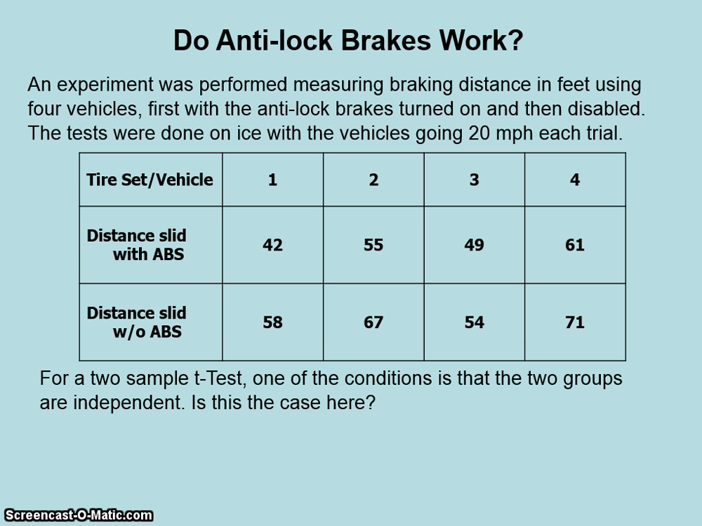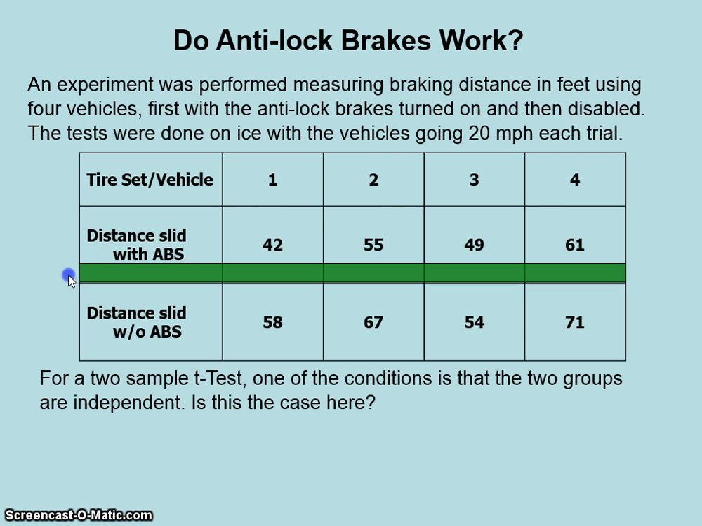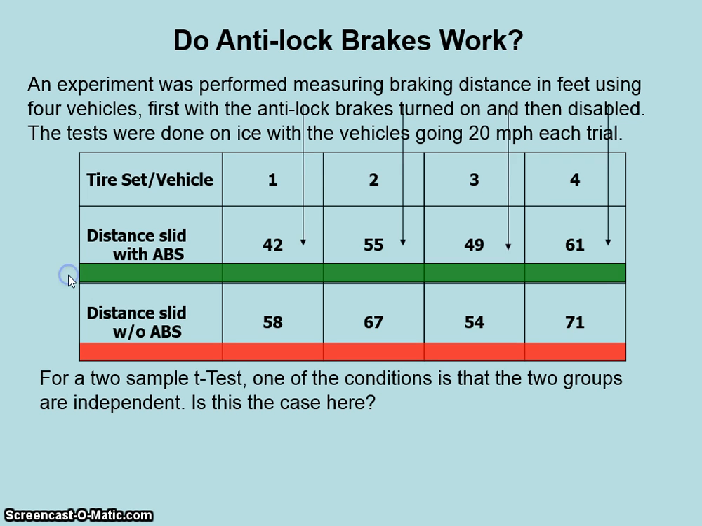Is this the case here? Think about it. Do we have a natural pairing, or do we have 2 completely independent sets of 4? I think you see that we have a natural pairing here. Vehicle 1 was done with and without. Vehicle 2 was done with and without. These are not independent of each other. They are matched, or they are paired by the vehicle. So we cannot do a 2-sample t-test. They are not independent groups.